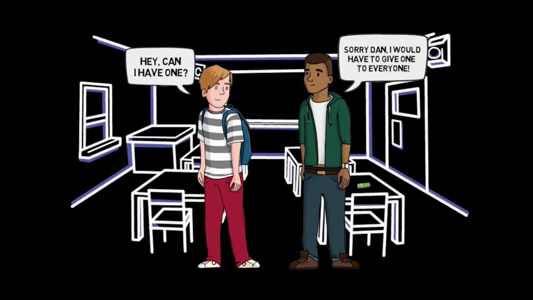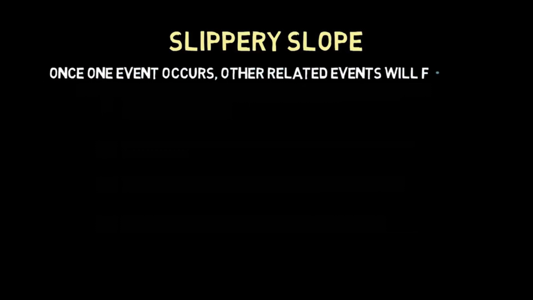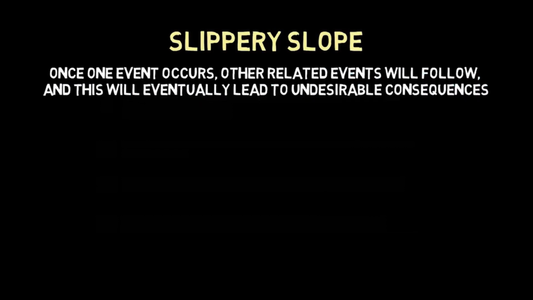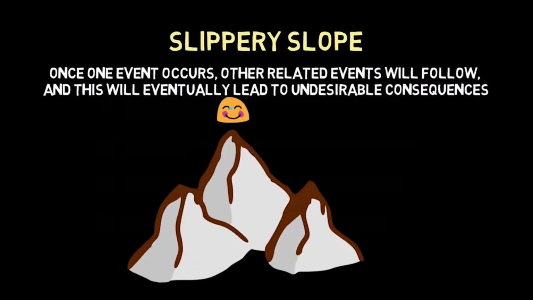Pretty soon, I'll have to give everyone in class a piece, and then there will be none left." In this scenario, you've given a slippery slope argument in response to Dan. A slippery slope argument claims that once one event occurs, other related events will follow, and this will eventually lead to undesirable consequences. The basic idea is that once you take that first step down the slope, such as giving Dan a piece of gum, then you keep slipping down until you reach the disaster at the bottom, like providing everyone in the class gum.